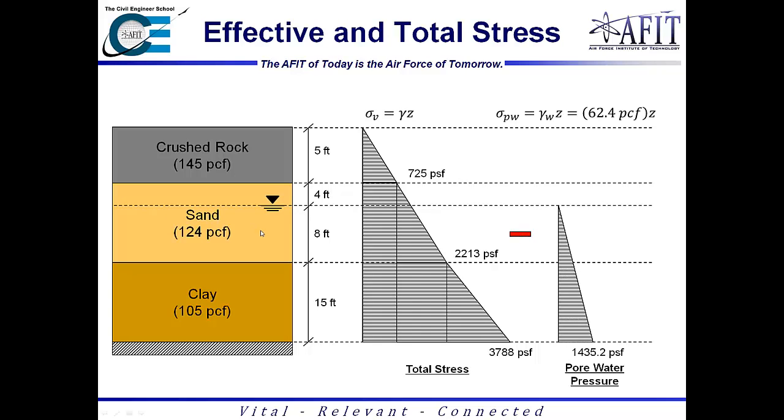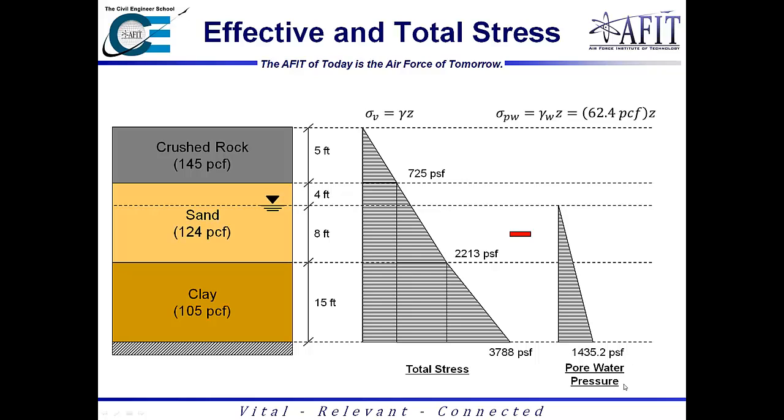However, when we start adding the water table into it, it changes things, because I'll have our total stress right here, which remains the same, and then I'll have what we call our pore water pressure, which winds up being 62.4 pounds per cubic foot times height. And so starting here, this is the first point where we're going to start having that load. And so that load will continue all the way to the bottom of the clay layer, and that'll wind up being 1,435.2 pounds per square foot. And so that'll be our pore water pressure.